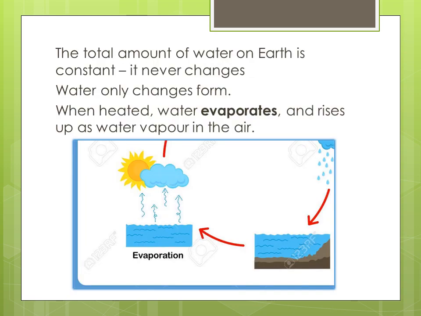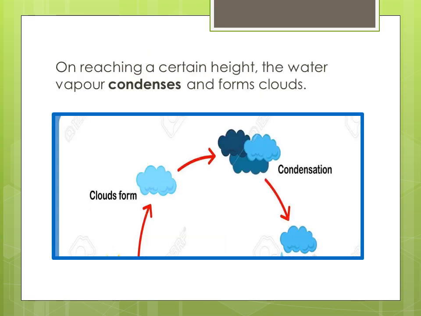The water cycle. Number 1, the total amount of water on earth is constant. Constant means the amount of water remains the same. It never changes. Number 2, water only changes its form. Number 3, when heated, water evaporates and rises up as water vapor in the air. Number 4, on reaching a certain height, the water vapor condenses and forms clouds.